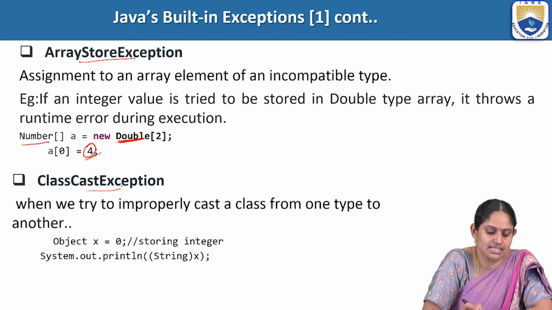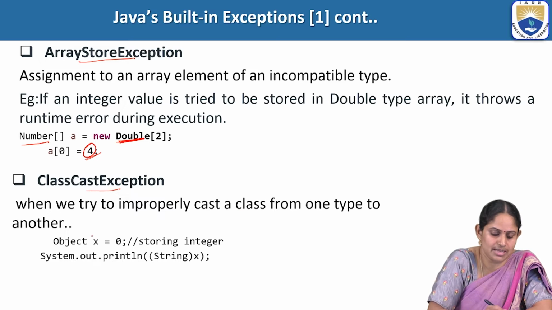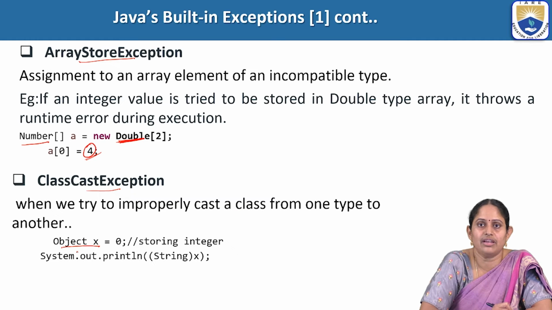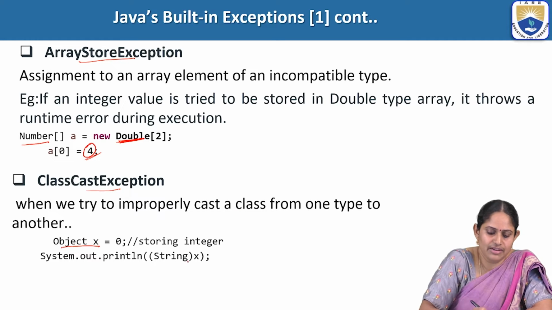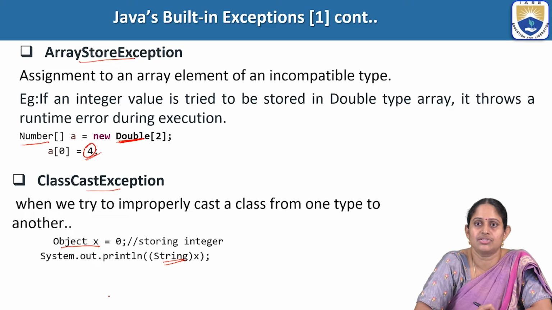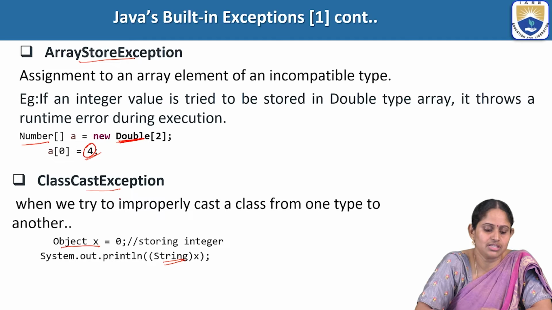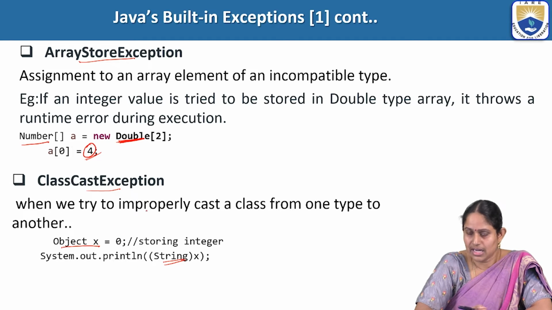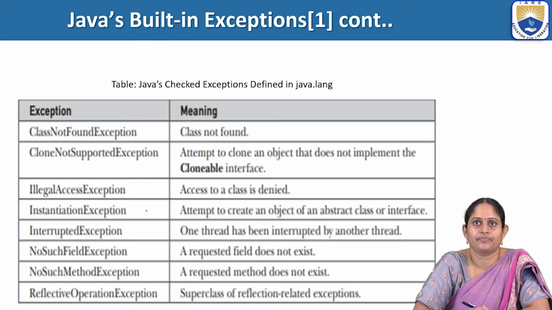Similarly, a ClassCastException is thrown when we try to improperly cast a class from one type to another. For example, let's say we have an element of Object class and we are trying to cast it to a String. This is an incompatible operation. If you try to do so, it will throw a ClassCastException.